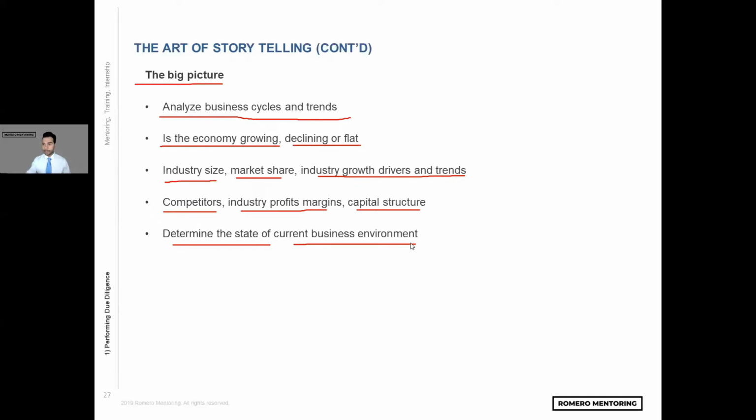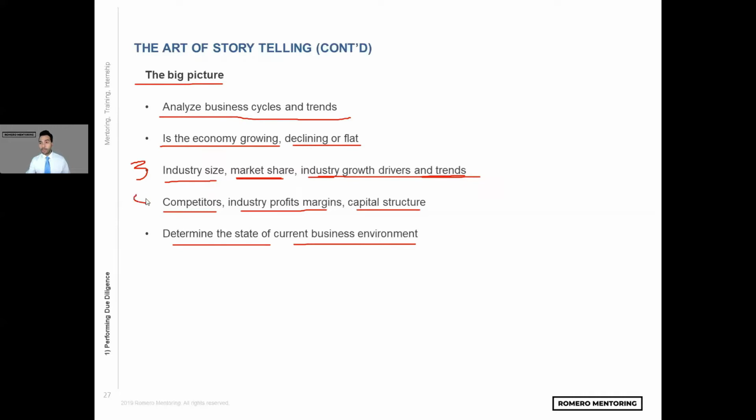So here's an example, right? When we're talking about the third bullet point here, industry size. If we're talking about, let's say, Netflix, how big is the video content providing industry, right? Is it $100 billion? Is it $300 billion? And if so, what is the market share that Netflix has in that particular industry? Is the industry growing? Is it declining? What are the trends of that particular industry?